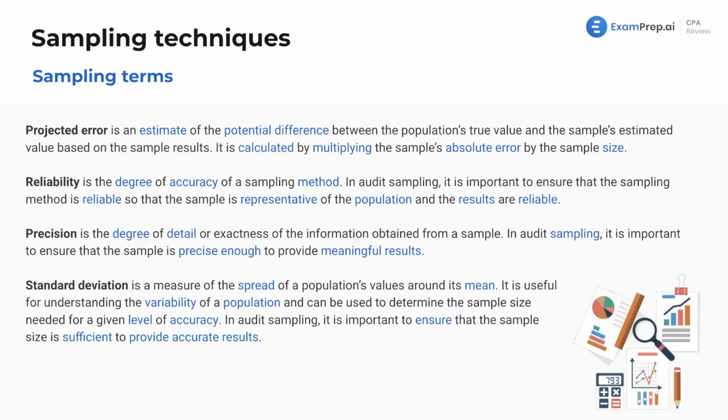Precision, the degree of detail or exactness of the information. We want to make sure that these have meaningful results. They actually are, again, representative of the population.